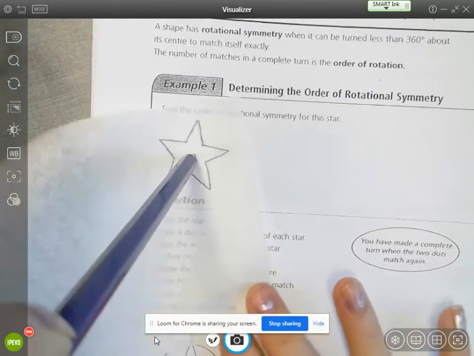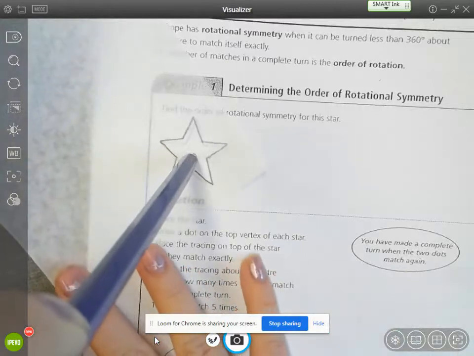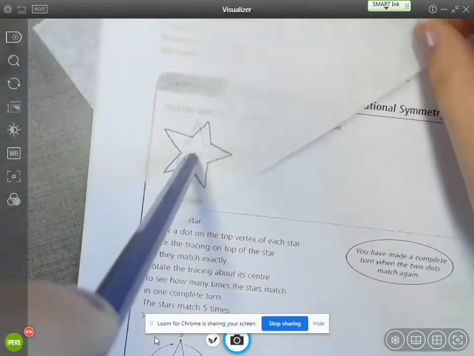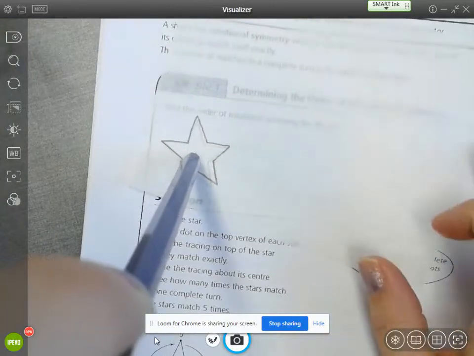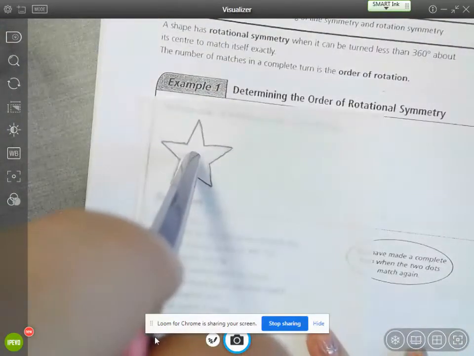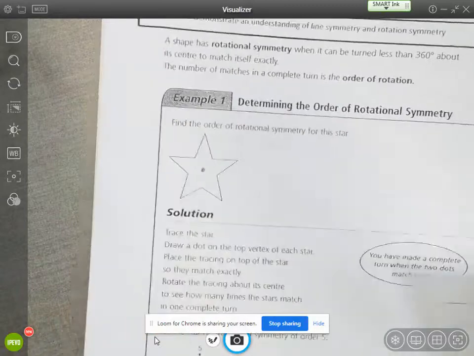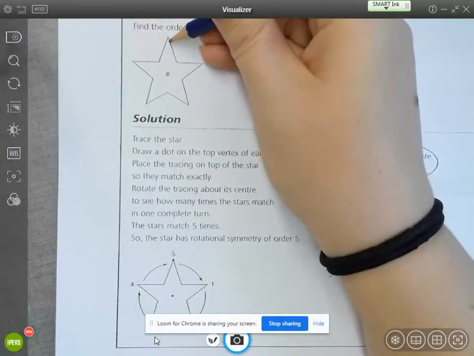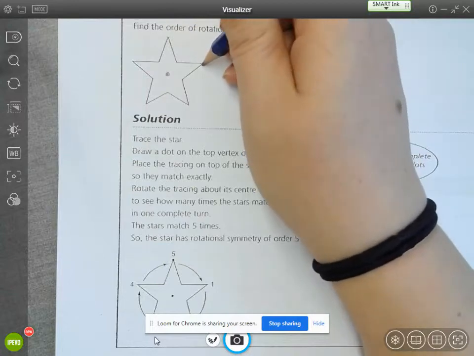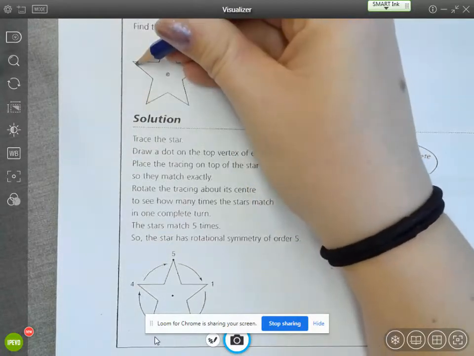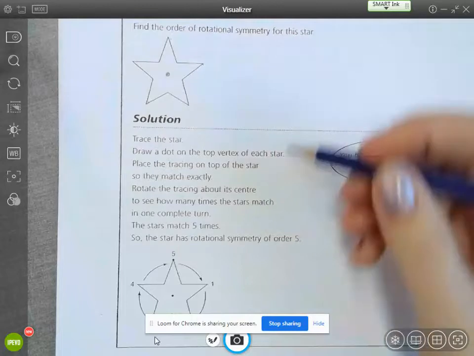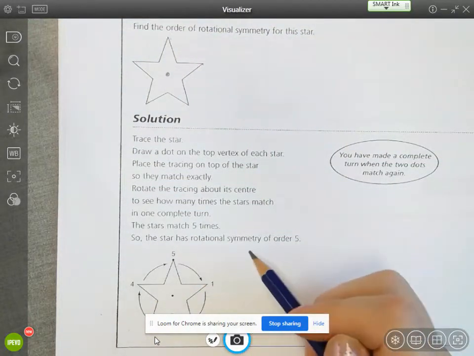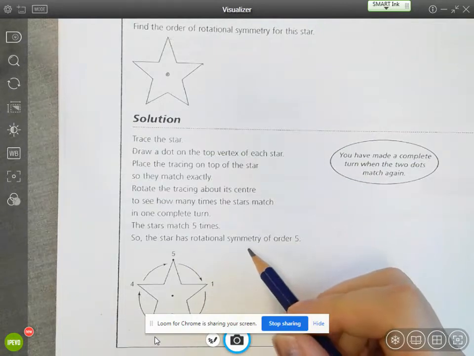So 1 time, 2 times, 3, 4, and 5 back to the original. Okay, so if I have a shape like this, when my top point matched here, 1, 2, 3, 4, 5, it went and matched all of those times. So I would say that it has a rotational symmetry of order 5.